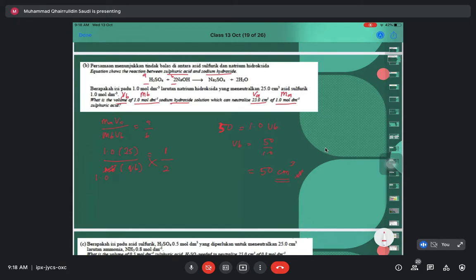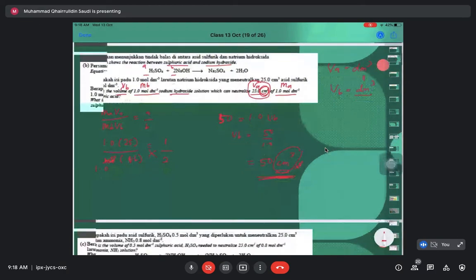If you have your volume of acid in centimeter cube, then your volume for alkali is also in centimeter cube. If your VA is given in decimeter cube, then your volume of alkali should be in decimeter cube as well. They must be in the same unit. Okay, so your unit for volume depends on the volume of acid and alkali given. So I will proceed.